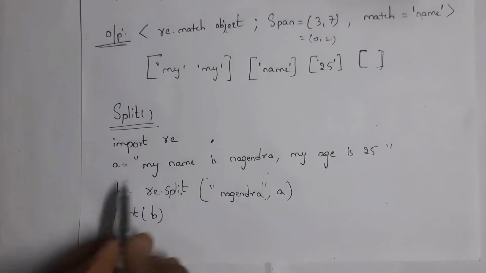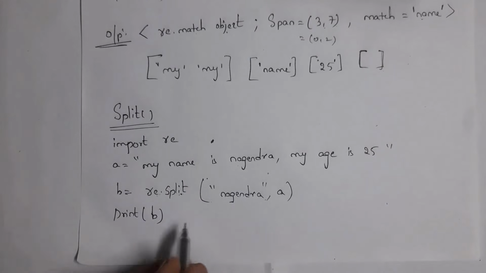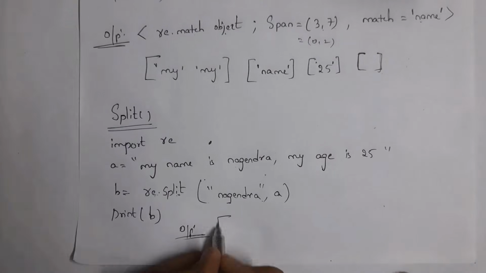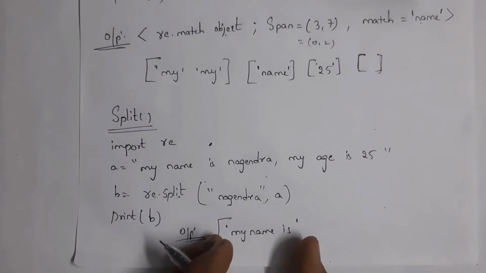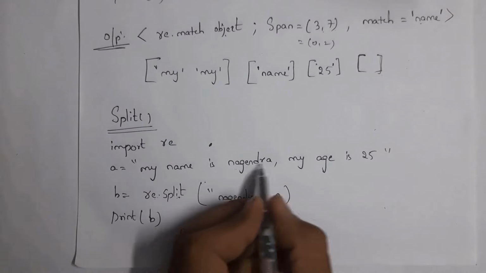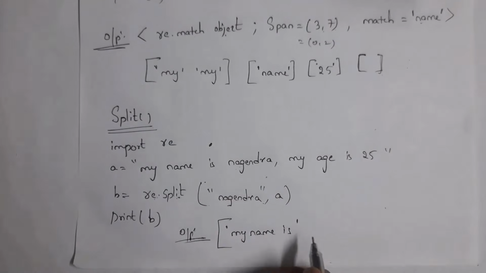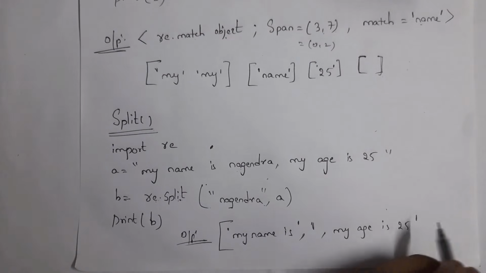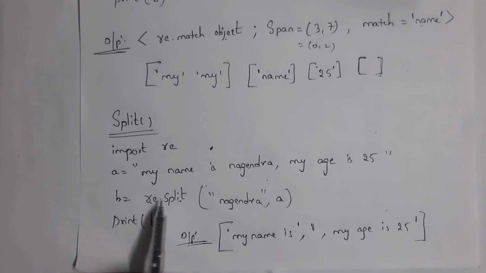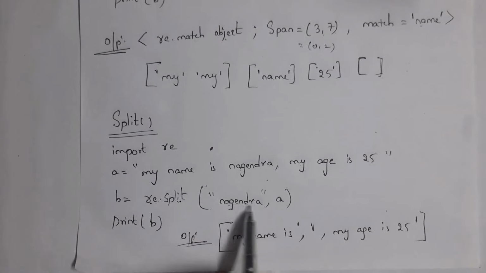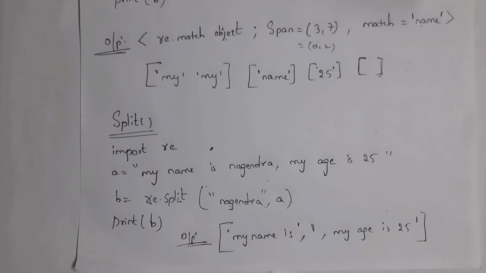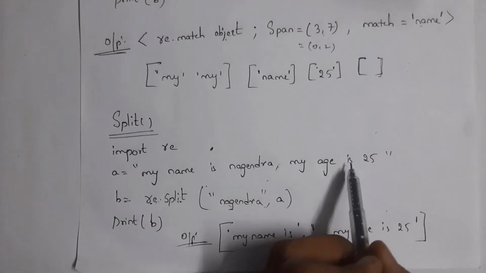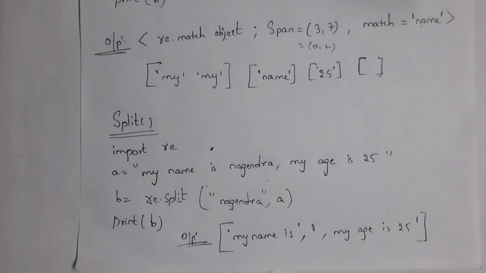This result is present in variable b. So whenever I write here print b, I will get output. Even split function will represent output in the form of list. So inside list it will print my name is, this is one part, and next. So it will remove this Nagendra and it will place comma in place of Nagendra. So comma, and again comma my age is 25 is another part. So whenever you write here re.split, it will replace comma in place of Nagendra and it will split this string as two parts. One is my name is and next one is comma my age is 25. This is another part. This is use of split function.